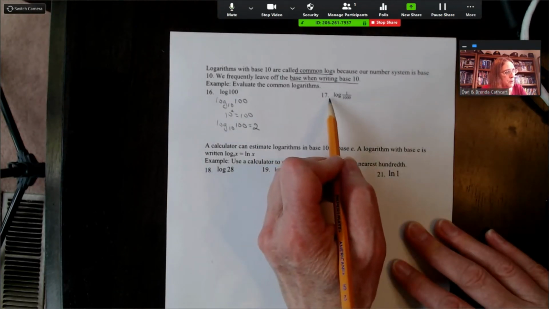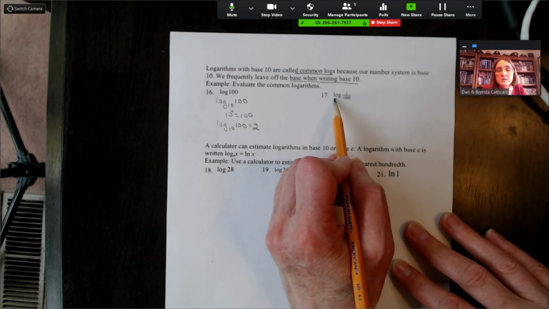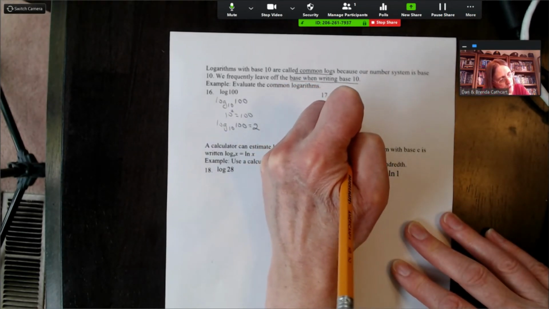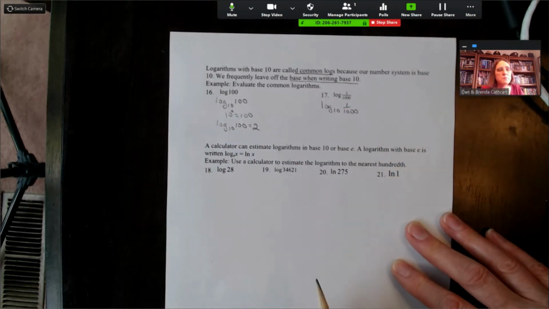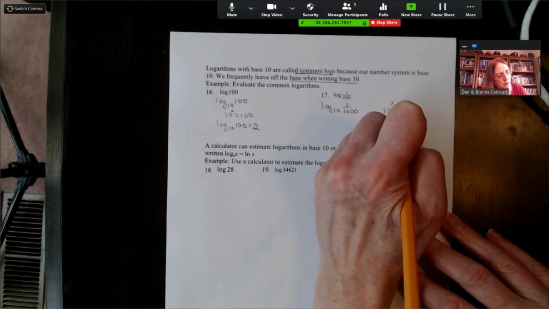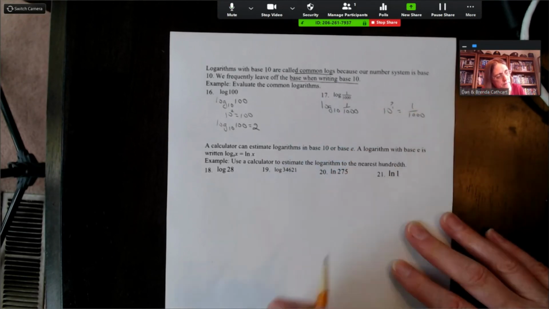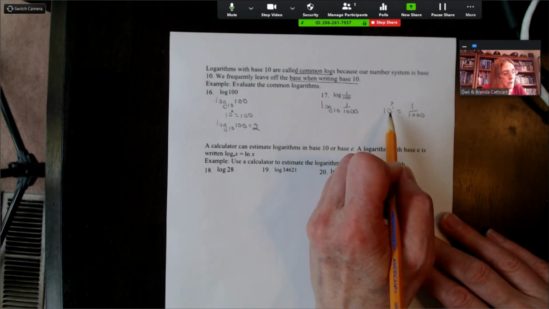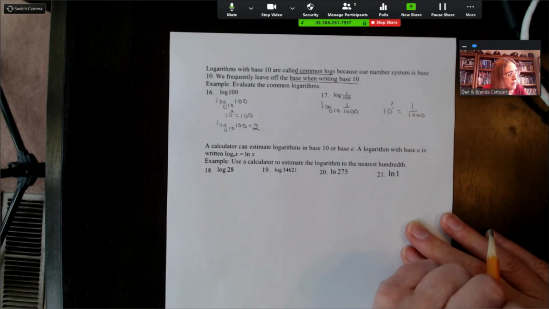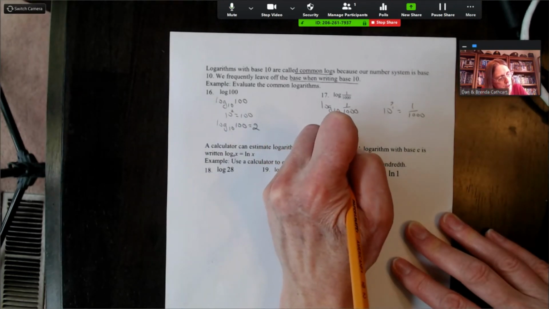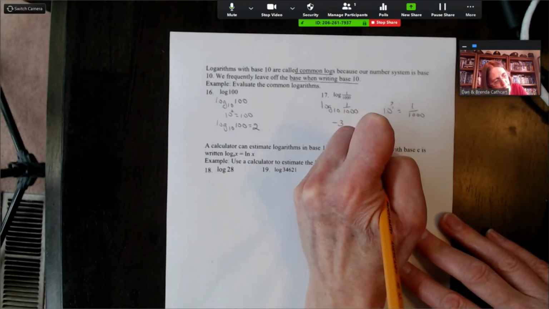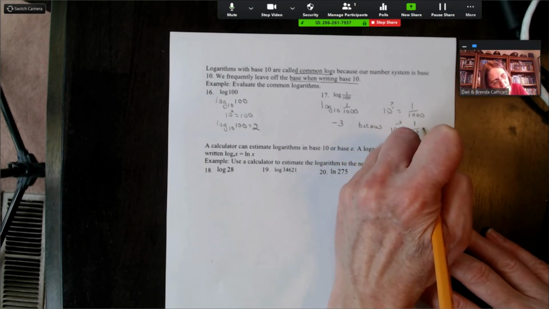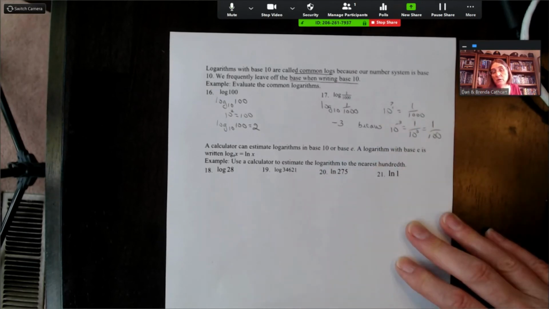Okay. Similarly, in number 17 here, the base is not given, so it's base 10. So I'm looking for log base 10 of 1 over 1,000. And I ask myself, 10 to what power is 1 over 1,000? Well, I know I need to get it in the denominator, so I know I have a negative exponent, and I know 10 to the third is 1,000, so this value has to be negative 3, because 10 to the negative third is 1 over 10 cubed, which is 1 over 1,000.